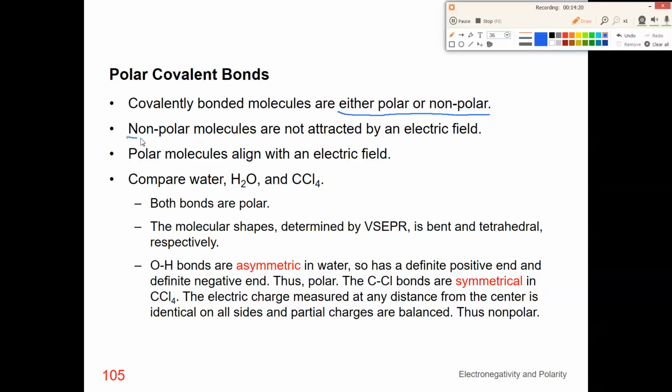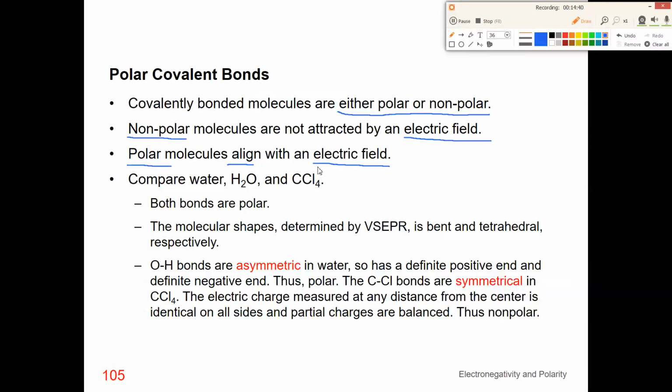If you put a non-polar molecule in an electric field, it won't be attracted by the field. However, if you put a polar molecule in an electric field, it's going to align with the electric field. We'll have an animation on the following slide to explain what aligning with the electric field looks like.